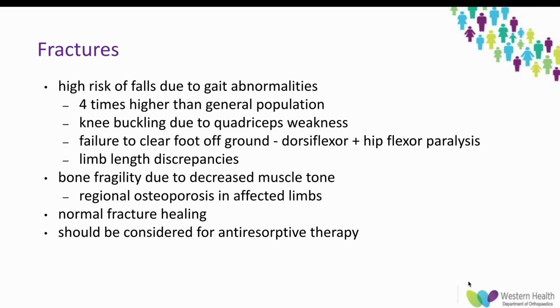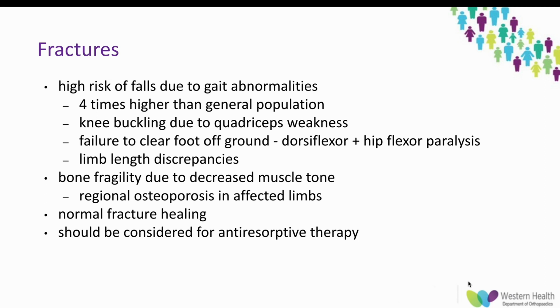So patients with polio and post-polio weakness are at a higher risk of fractures. This is because there are a number of reasons. One is that they're at high risk of falls due to their gait abnormalities. So these patients have a 4 times higher risk of falling than the general population. They can get knee buckling due to their quadriceps weakness. Because of dorsiflexor and hip flexor paralysis, they may have difficulty clearing their foot off the ground. And because they have limb length discrepancies, this can also increase their falls risk.